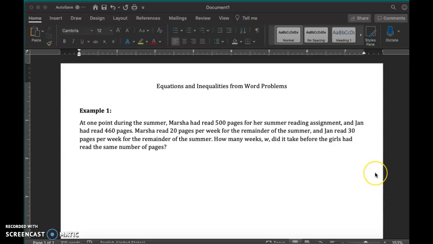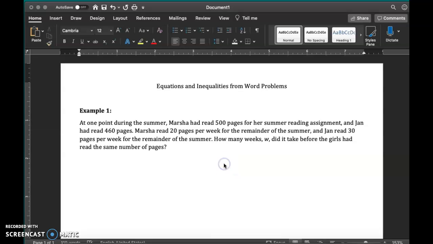So again, what we want to do is not figure out what W is. I know it sounds here like we're being asked to figure out W, but in this case, we're focused on just writing the equation that would represent this situation. The way that I typically go about doing this is I go back to the question first, and it says here, how many weeks, W, did it take before the girls had the same number of pages? Key word there being same.